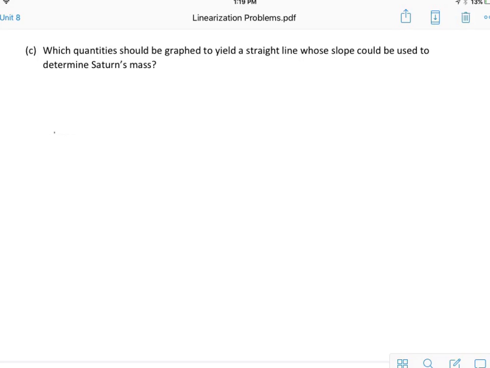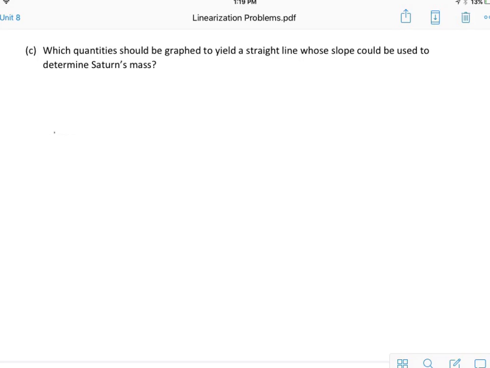Okay, for part C, it says which quantities should be graphed to yield a straight line whose slope could be used to determine Saturn's mass. Wow, that sounds like a lot. But this is the process of linearization here. This is the whole big conceptual part of why linearization is so useful.